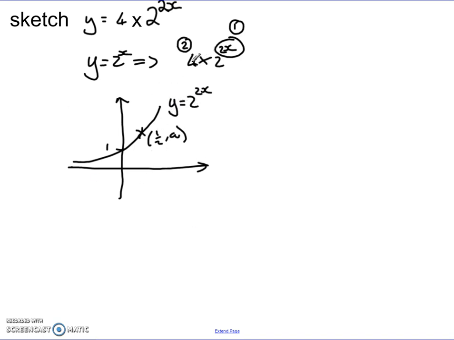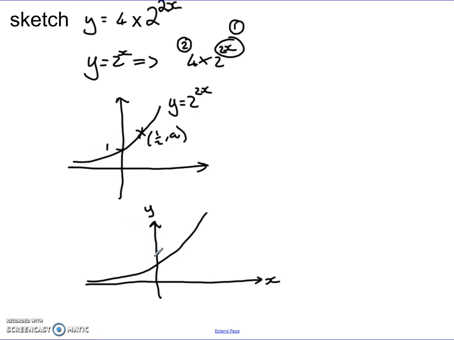The next transformation is you then got to do 4 times it, so we multiply everything by 4. So we stretch the curve in the y direction by 4. Now, one thing to note, there's no negative values still in the y direction, so this is still not going to cross the x-axis. It's still going to remain positive. It's just going to get closer and closer and closer. So it's still going to have the same general shape. It's still going to look like that.